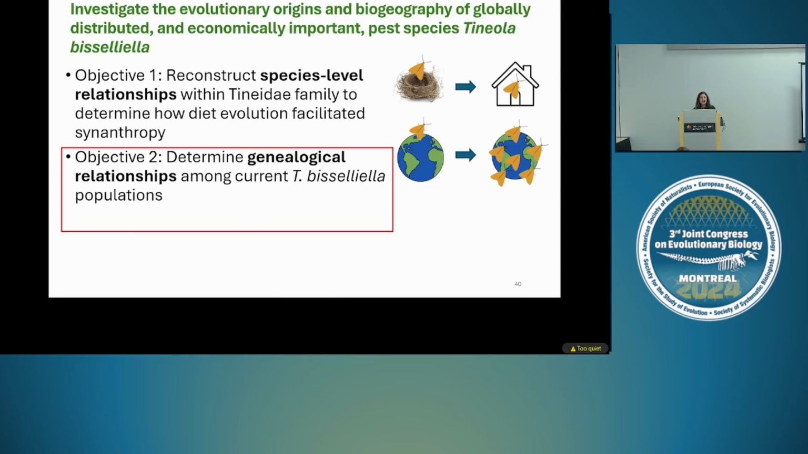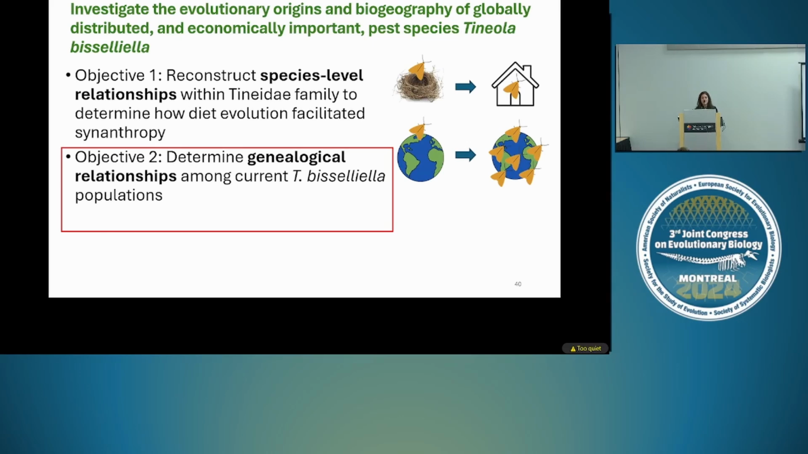So on to the second objective. We can clearly use that phylogeny for a lot of really interesting things, but the second objective is to determine the genealogical relationships among the current webbing clothes moth populations. And this species contributes to billions of dollars of damage per year in the US and has those really interesting adaptations I was talking about. But they are obligately synanthropic, and they're no longer found in non-human habitats.